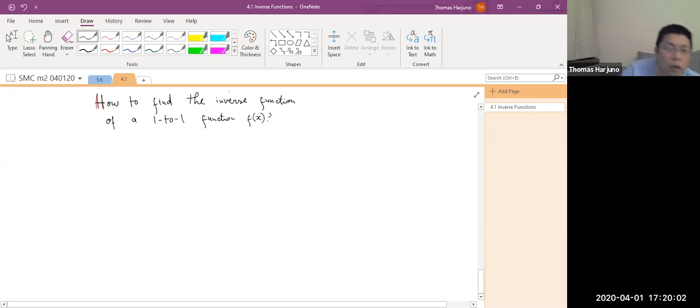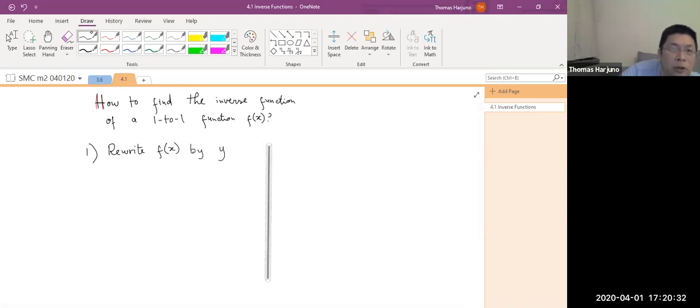When I ask you to find the inverse function of a function, I need you to write it in 4 steps. In fact, I want you to write it 1, 2, 3, 4. The first step is rewrite f(x) by y.